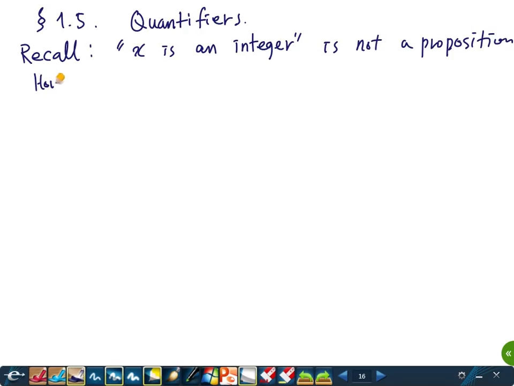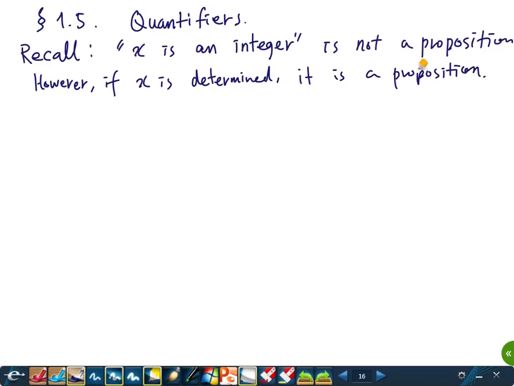However, if x is determined, it is a proposition. For example, if x equals 2, 2 is an integer is a proposition. The square root of 2 is an integer is a proposition, like that. So this kind of thing is very useful in mathematics.